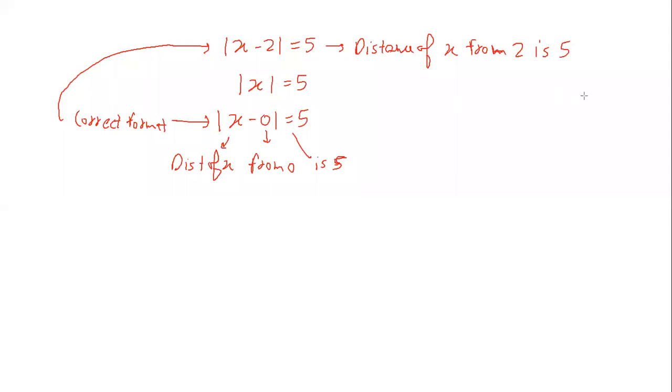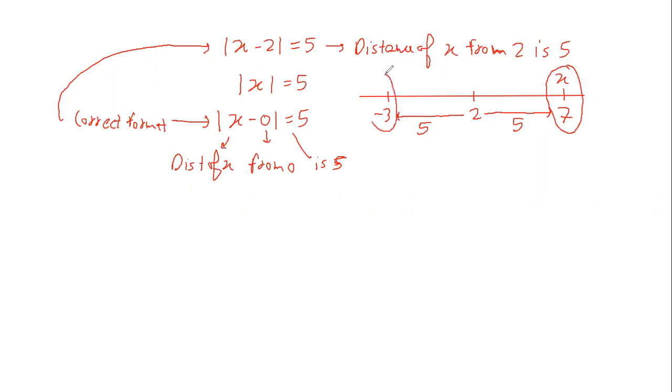Now, if I try to analyze this on the number line, the distance of x from 2 is 5. Similarly, if I go 5 points ahead of 2, I will reach 7. If I go 5 points behind 2, I will reach minus 3. So in this case, there are two possible values of x. x could be 7 or x could be minus 3. So I hope you get this. Whenever we say mod x minus 2 is equal to 5, that simply means the distance of x from 2.